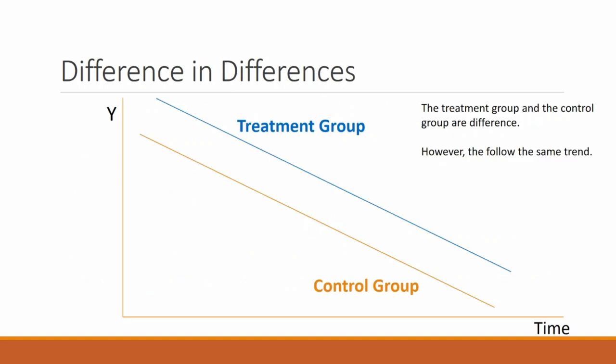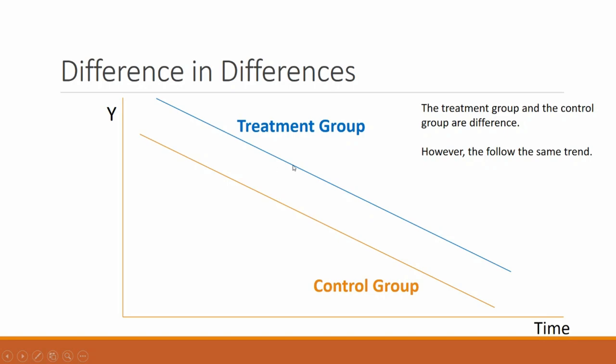All right, so let's drive this point home. Imagine we've got two groups: the treatment group in blue, and the control group in orange. On the y-axis we have some outcome variable y, and on the x-axis we have time. What I'm trying to show here is that the treatment group is different from the control group. Their lines don't overlap. Even without an intervention, the treatment group has a higher value for the outcome variable y than the control group has.